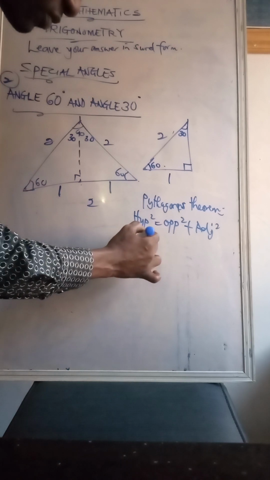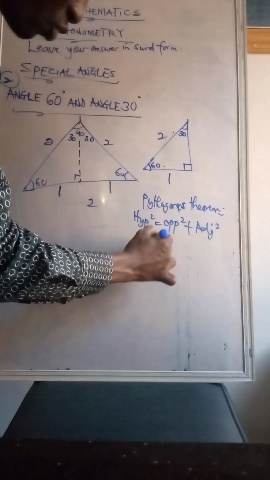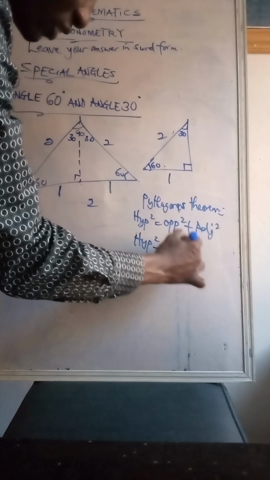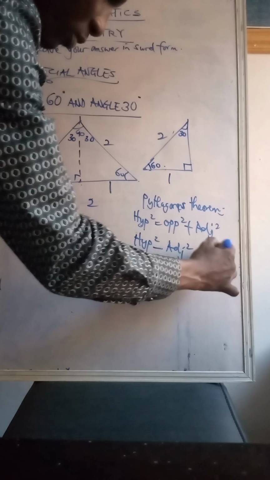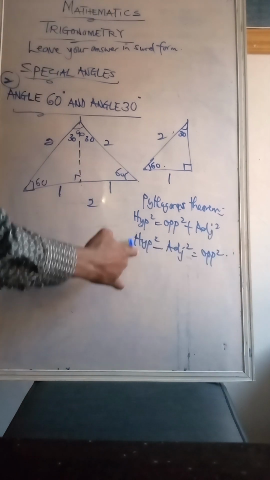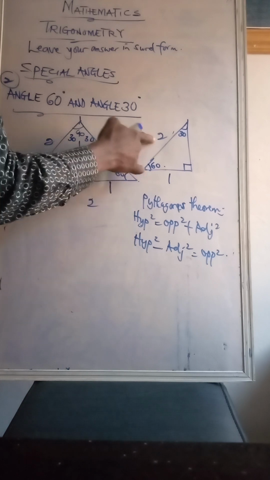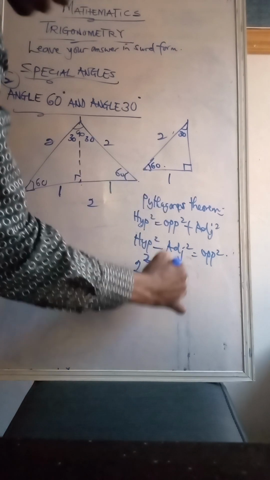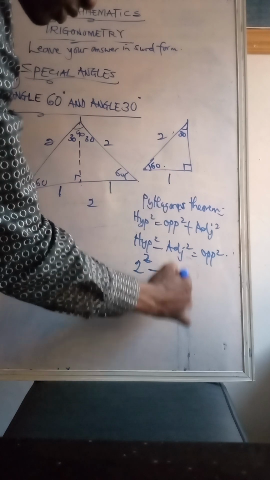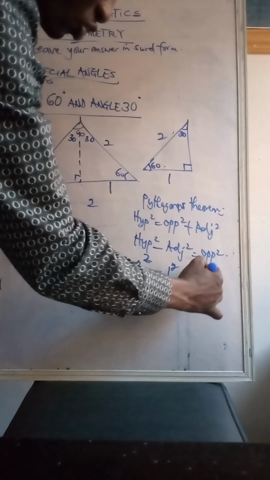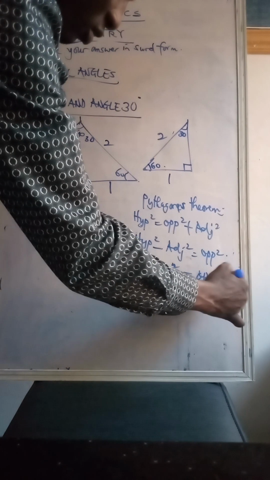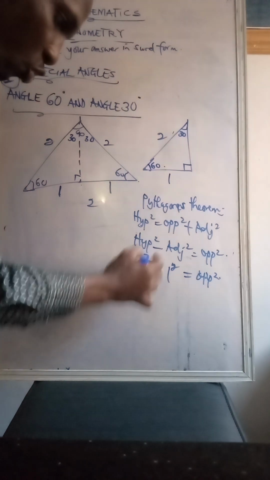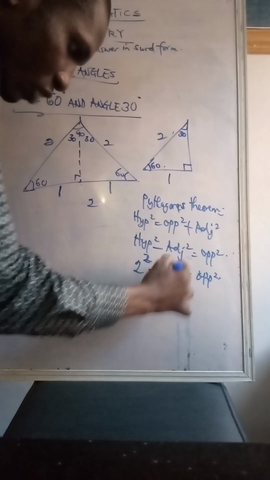So it becomes hypotenuse square minus adjacent square equals opposite square. So the hypotenuse is 2. I'll write 2 square here, minus adjacent is 1, that's 1 square, equals opposite square. So 2 square is 4 minus 1 square is 1.